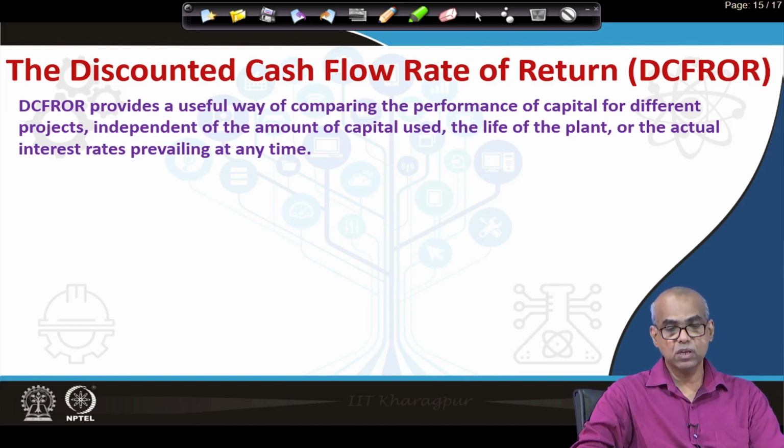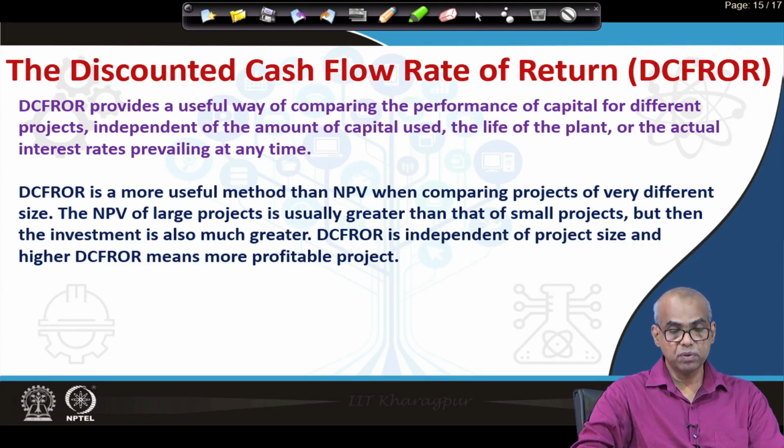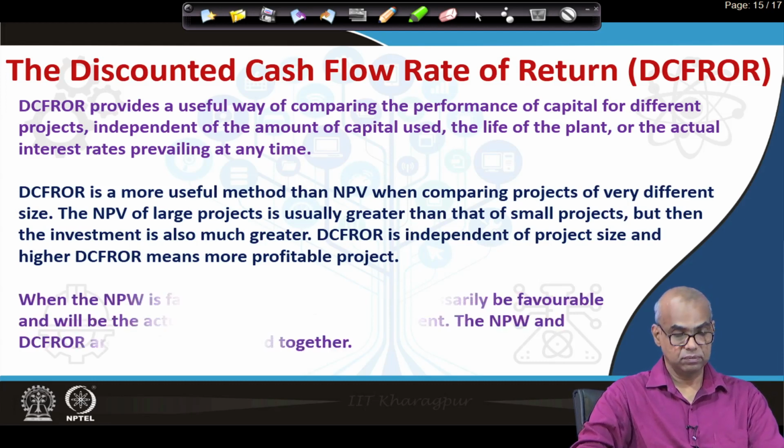Here are some remarks about discounted cash flow rate of return. It provides a useful way of comparing the performance of capital for different projects, independent of the amount of capital used, the life of the plant, or the actual interest rates prevailing at any time. It is a more useful method than NPV when comparing projects of very different size. The NPV of large projects is usually greater than that of small projects, but then the investment is also much greater. The discounted cash flow rate of return is independent of the project size, and higher discounted cash flow rate of return means more profitable project.